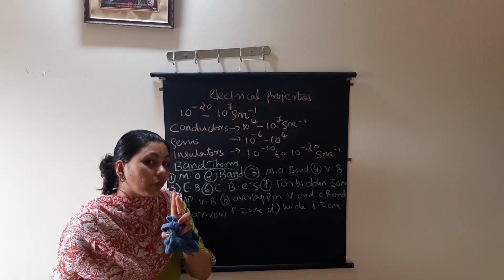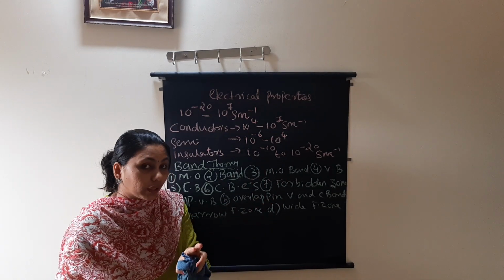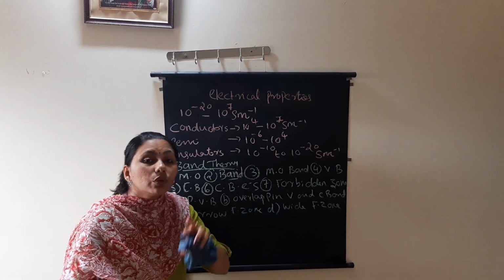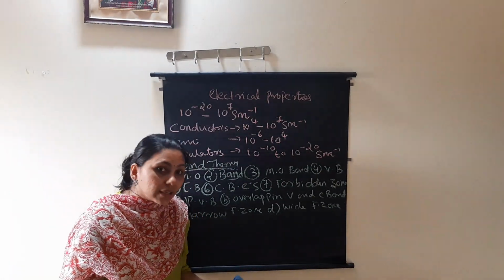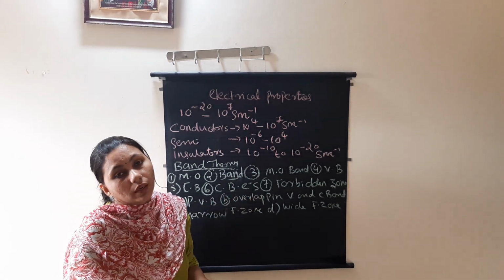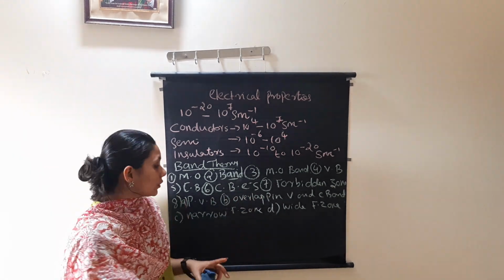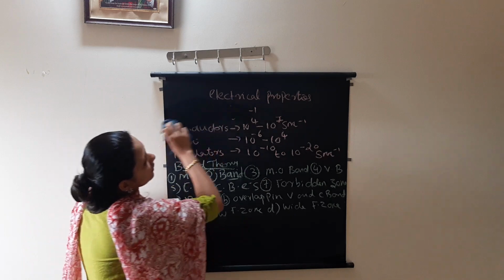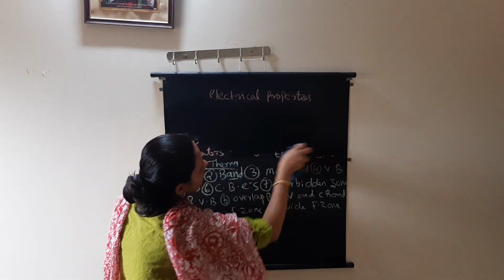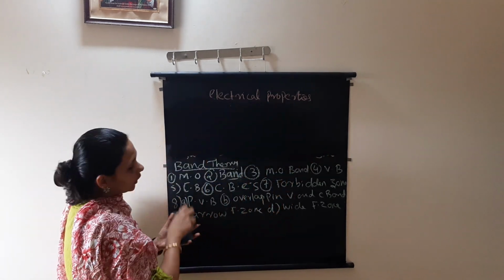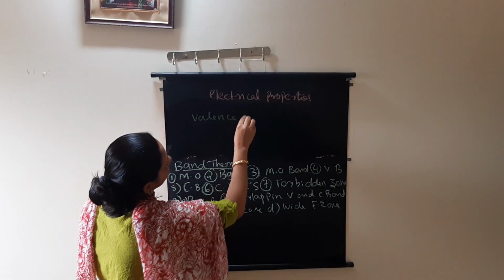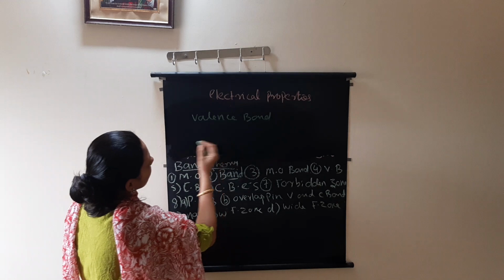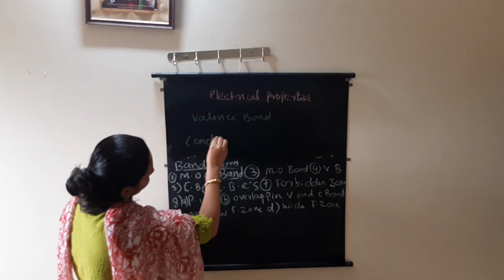And the fourth one is very important. There are two types of band. One is the valence band and the second one is the conduction band. The first one is the valence band, and the second one is the conduction band.